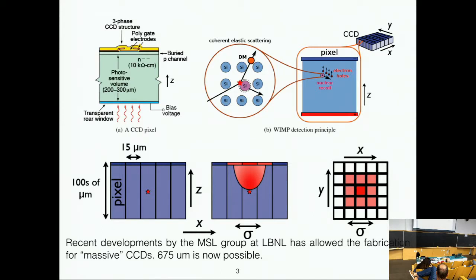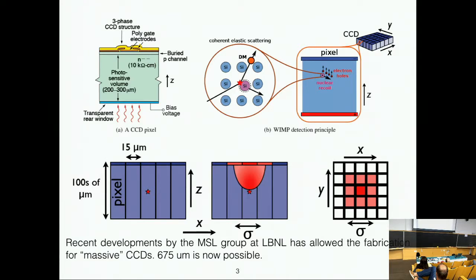CCDs that can accumulate up to 10 or 15 grams per device. Before, they were much lower than 1 gram, right? So this means that you can now build an active mass of silicon with CCDs. When dark matter recoils with a nucleus, it produces ionization due to this recoil, and we collect that ionization, right?